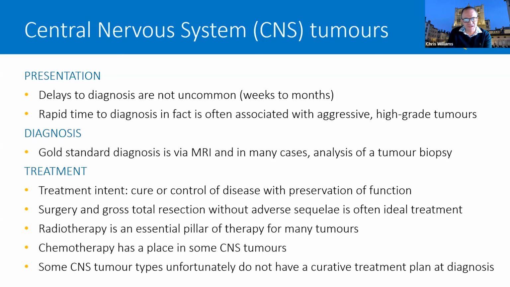The treatment intent for CNS tumours is always cure or control of disease with preservation of function. There are some types of brain tumours, some types of high-grade gliomas, where there is no cure, and so that treatment intent will be more palliative. Surgery, and what we know as gross total resection, which is taking the entire tumour, balancing that without adverse sequelae or adverse late effects, is often the ideal in treatment. And because of that, most of the brain tumours we see from the inpatient ward, Kookaburra, Reef and day cancer care, we don't see a lot of these children because their treatment is from surgery or radiation alone.